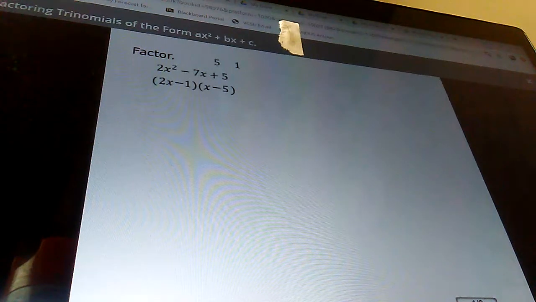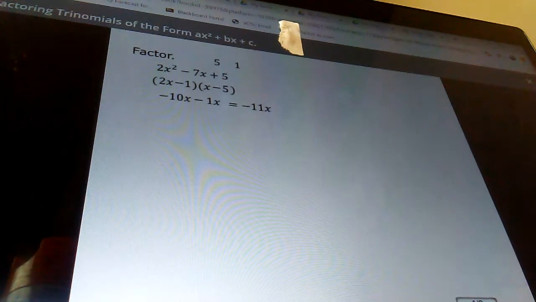2x times negative 5 is negative 10x. Negative 1 times x is negative 1x. Negative 10x plus negative 1x is negative 11x. We need the middle term to be negative 7x, so these factors do not work. That's why it's called trial and error. We tried one combination of numbers, and it didn't work.